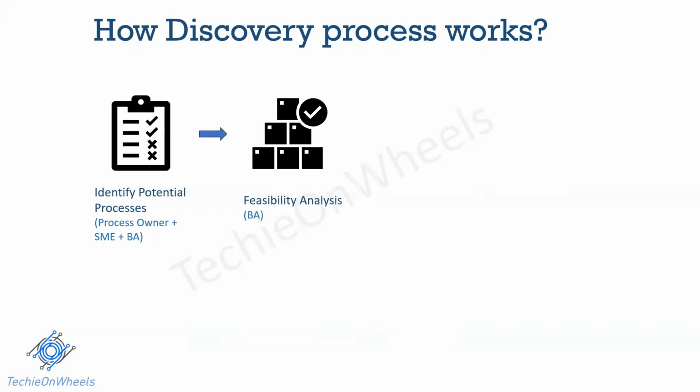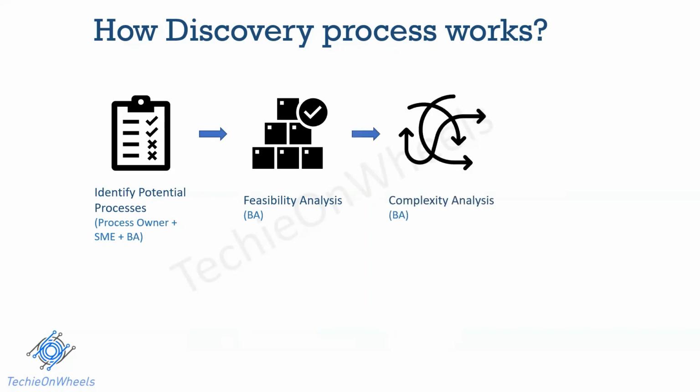Then once it is finalized, a process is picked out of this list and moved ahead with the feasibility analysis. This is the detailed analysis of the feasibility of the process for automation, to get the feasibility index out of it. We will discuss it in detail in the following slides.